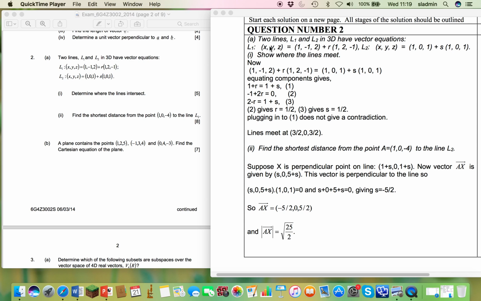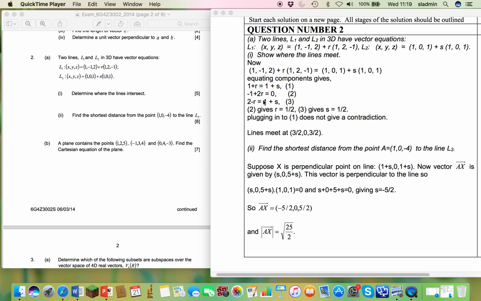So for part A, here's our line L1, here's the line L2. We write these in parametric form, so now we want to show where the lines meet. So here is our line L1 has to equal L2 at some point for R and S. So we equate the first components to get this equation, we equate the second components to get this equation, and we equate the third components to get this equation.